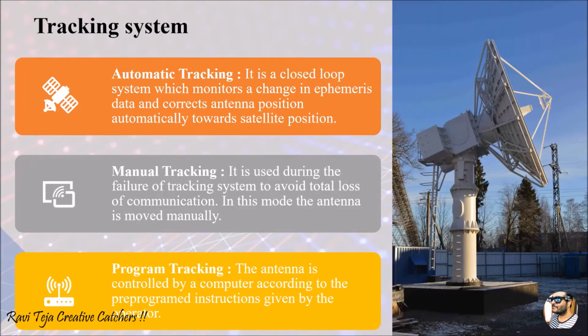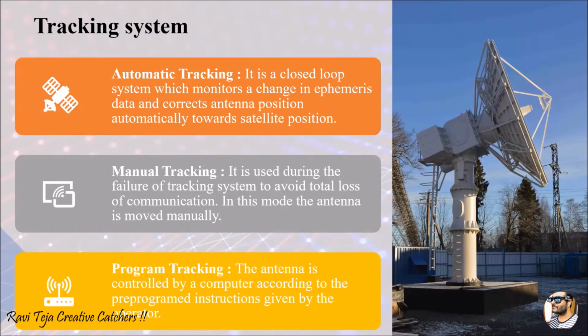Second thing, manual tracking. This is very rarely used, because nowadays all the technology has been automated. So almost always we will be using automatic tracking, which is again a closed system: based on the satellite data or the satellite movement, the antenna automatically corrects its position such that communication will be established. But if that automatic tracking system fails, then we switch to manual tracking mode.